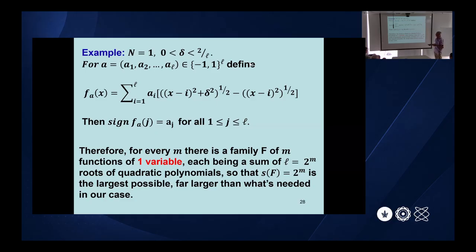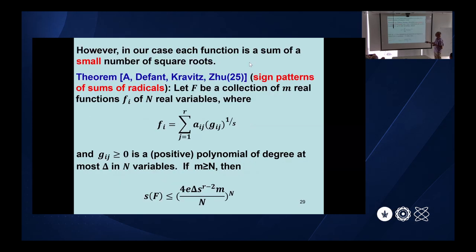The only thing that saves us here is that the number of square roots would have to be very big for this. It would have to be like 2 to the n. So we could still hope that in our case, each function is a sum of a small number of square roots. The hope is that if each function is a radical, so it's some linear combination of square roots of quadratic polynomials, but of a small number of square roots, then you have a good bound.